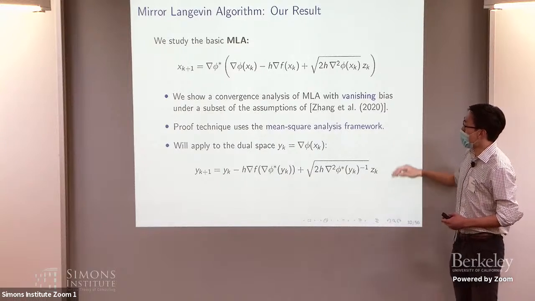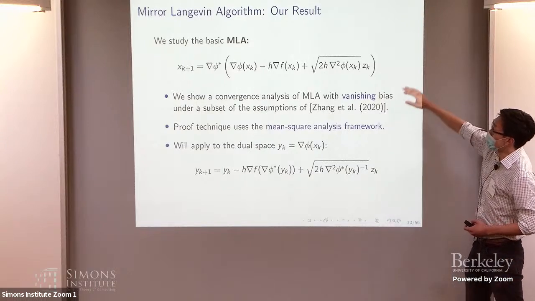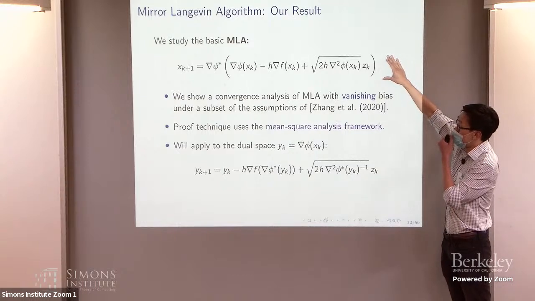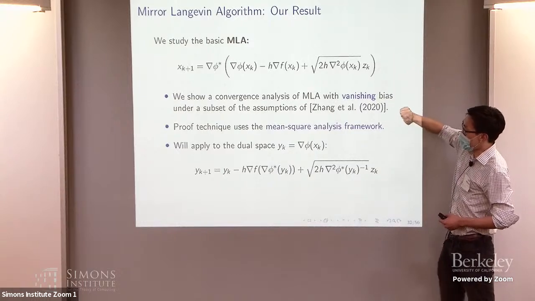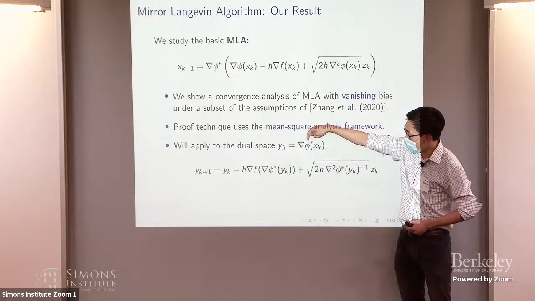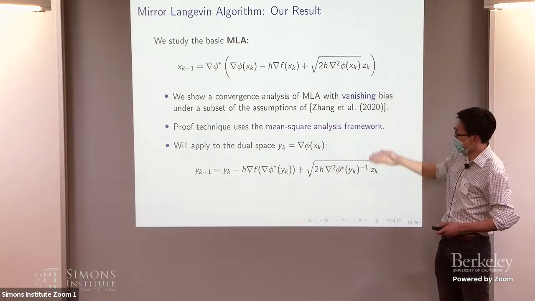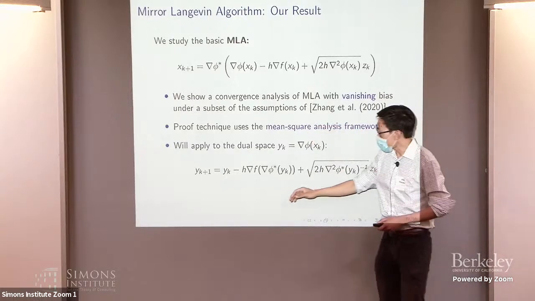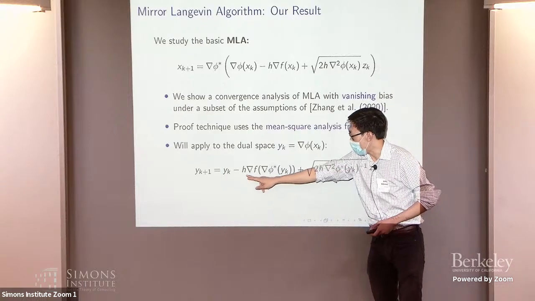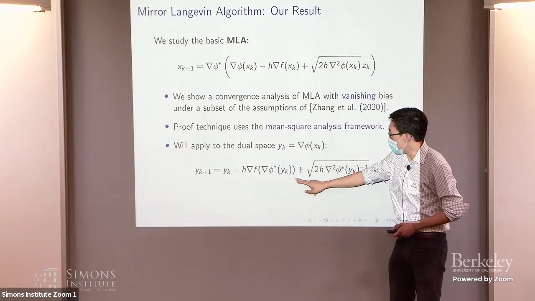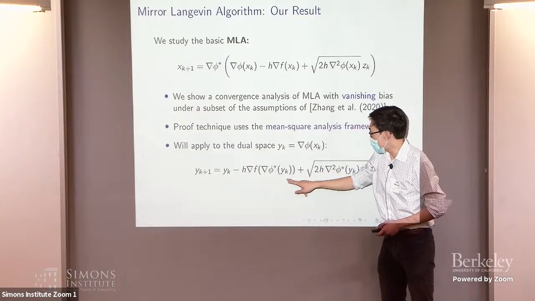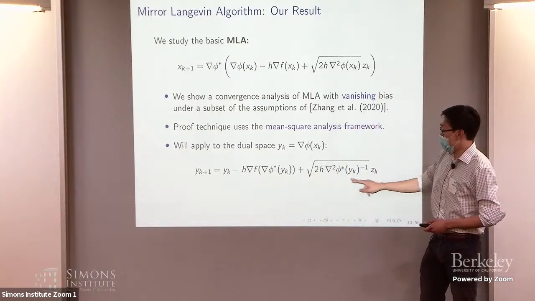And in fact, we will apply that to the dual space. Remember that this is the primal form of the mirror Langevin algorithm. If we look at the dual variable y mapped by the mirror map, then it looks a little bit simpler. So in the y space, we are taking a step along this direction with a Gaussian noise with this covariance, right?